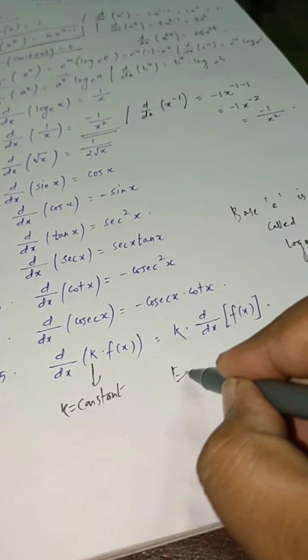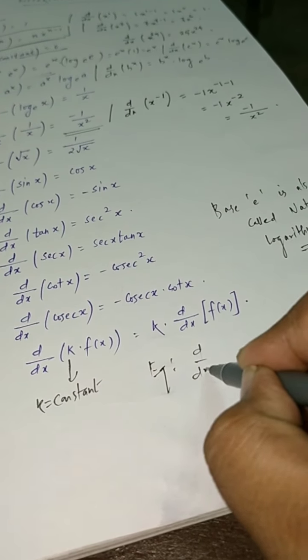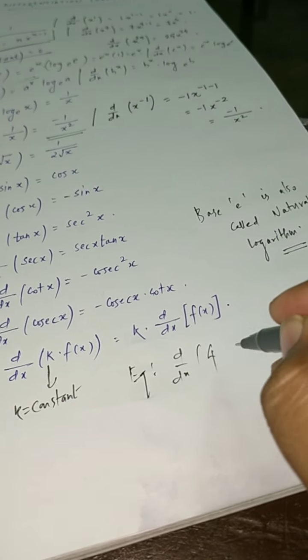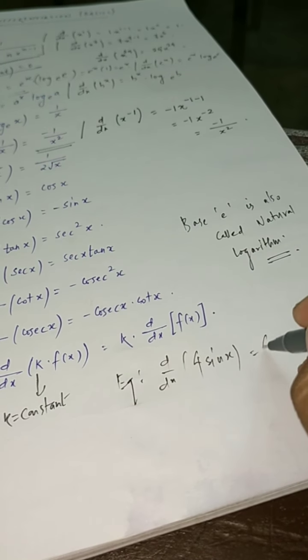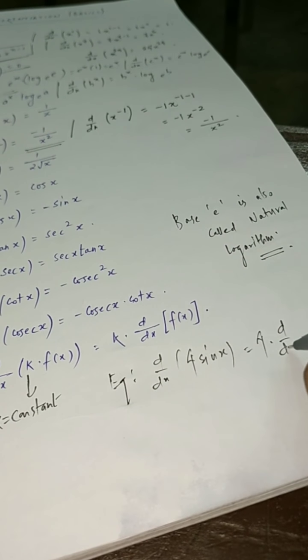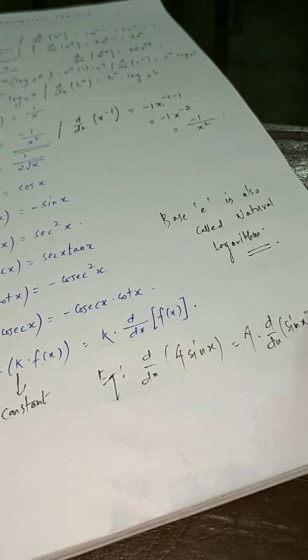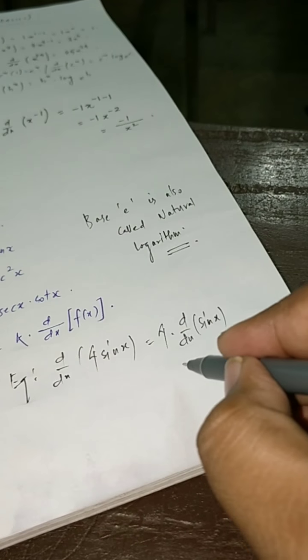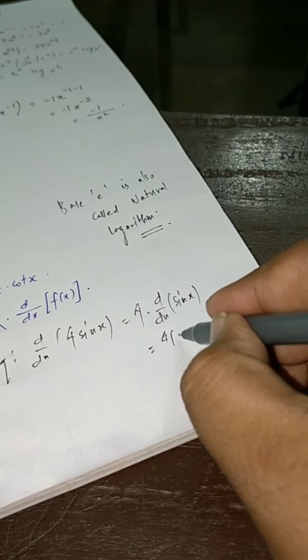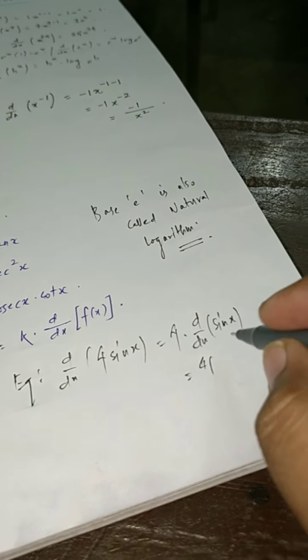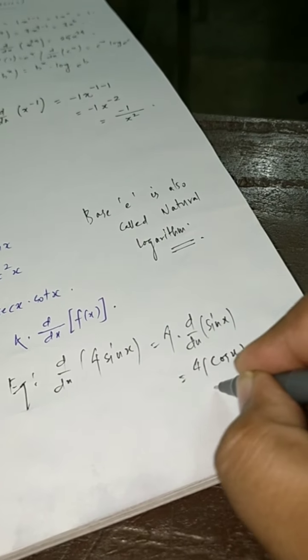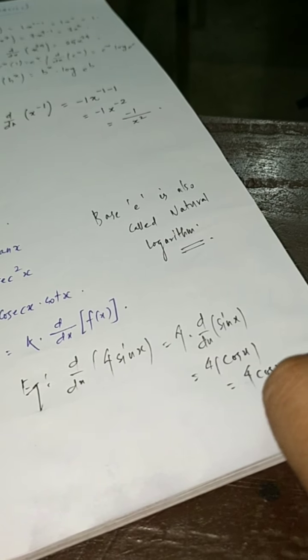If we take an example for this particular case, for example d/dx of 4 sin x, what happens? The 4 comes out, d/dx of sin x remains. Now as per the formula, d/dx of sin x is cos x. So we'll write 4 into cos x. So the answer is 4 cos x.